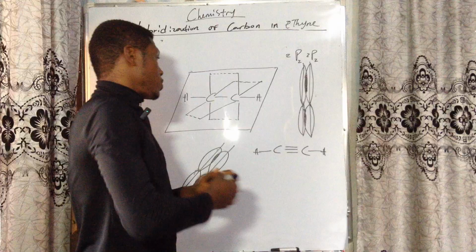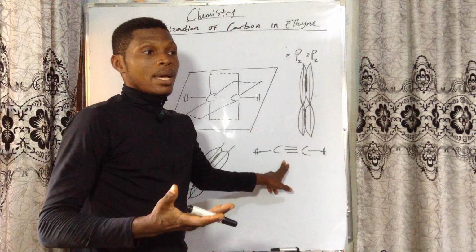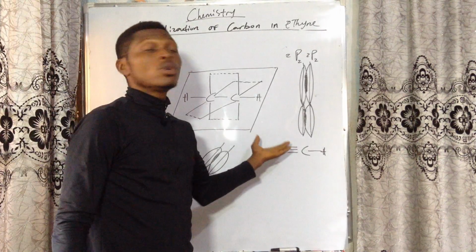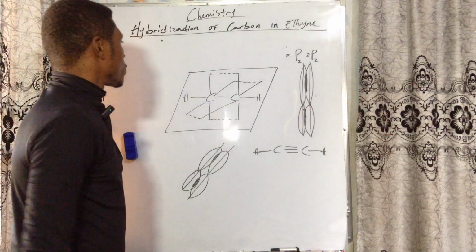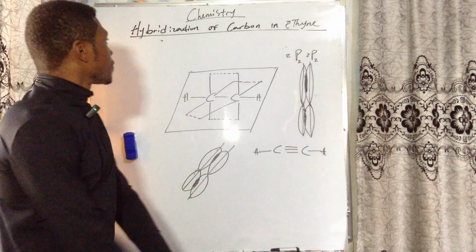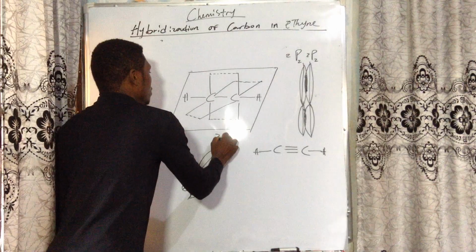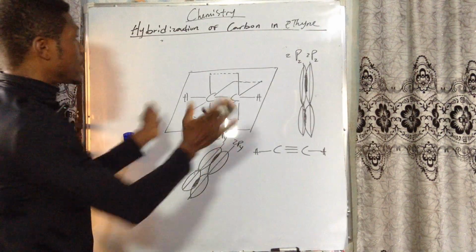So this molecule is a reactive hydrocarbon. It is reactive because it consists of two weaker pi bonds. I hope it is very clear. This is 2py, this is 2py. So this is the hybridization of carbon in ethyne.